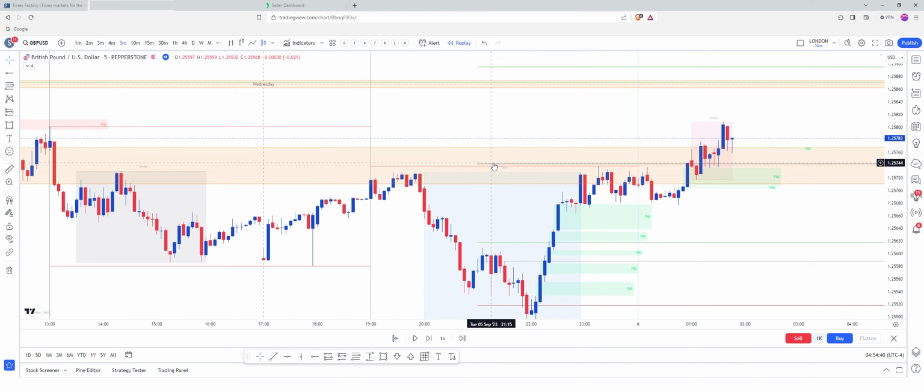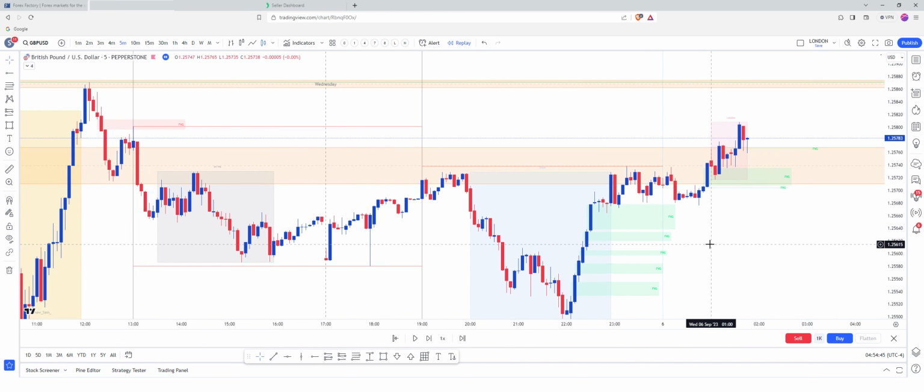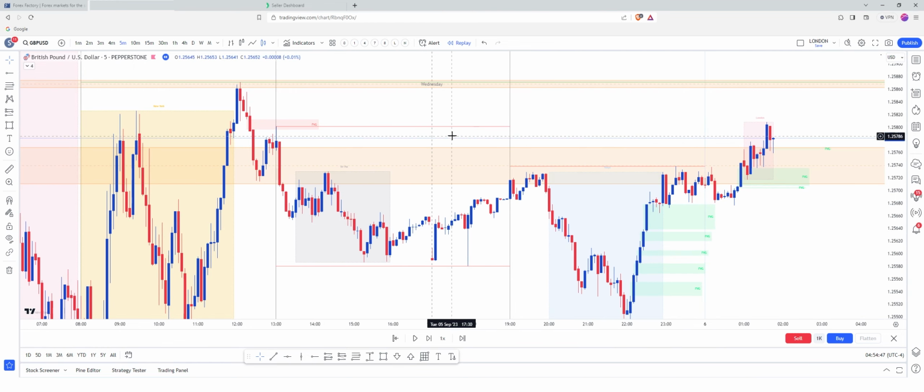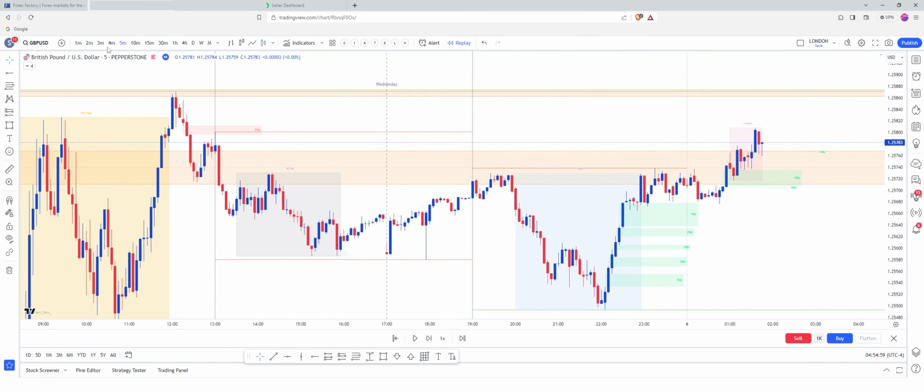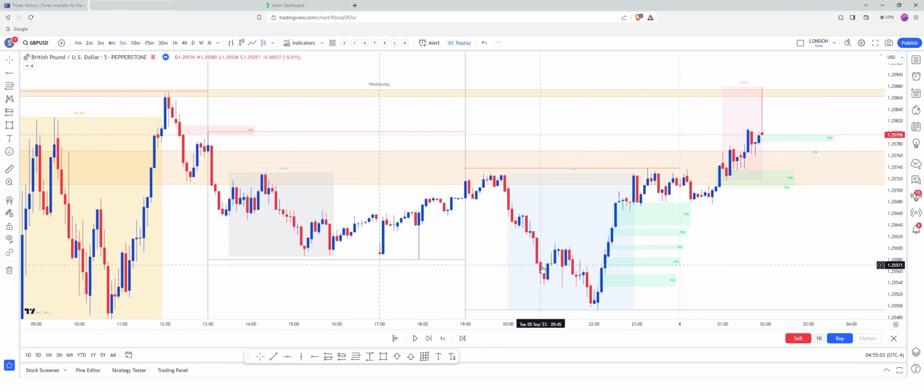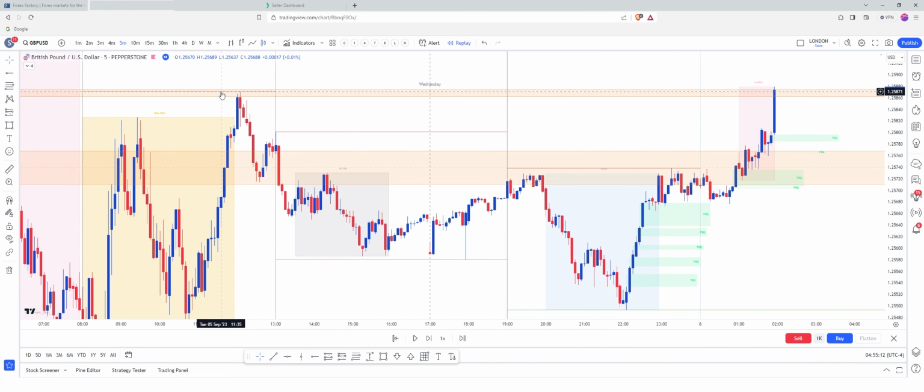I'm going to just remove this fib for the pullback because obviously this is not valid anymore. So we're breaking out higher. We've taken the New York PM session high. However, I'm more interested in the New York AM session high because clearly there's more volume at that area. Strong reaction on the 5-minute. Left displacement, fair value gap straight into the New York AM session high. So we've taken the New York AM session liquidity now.